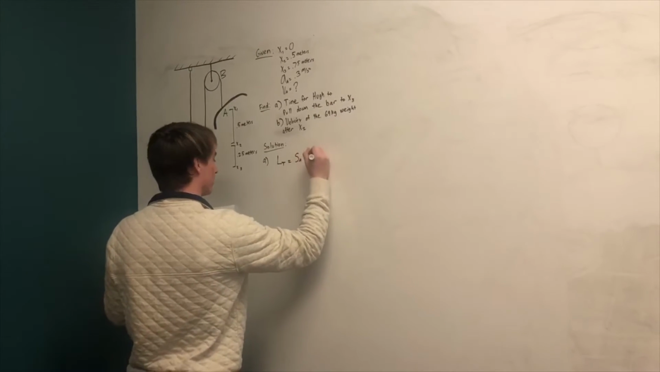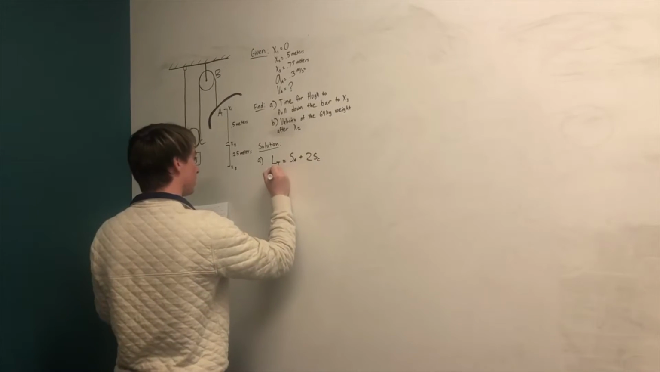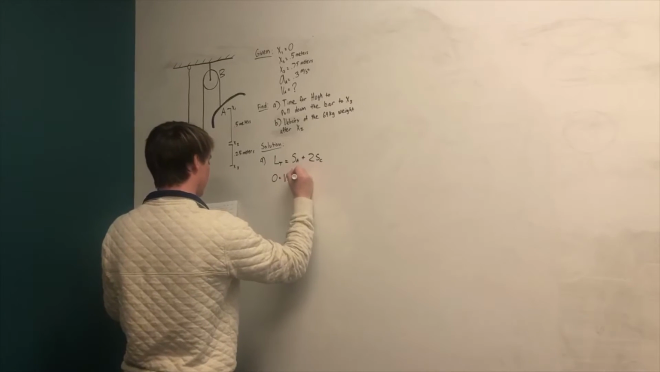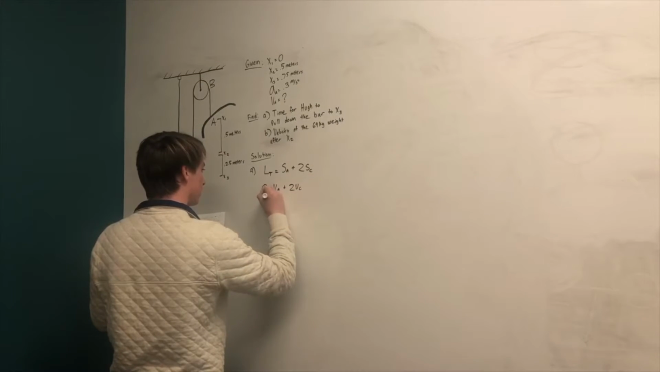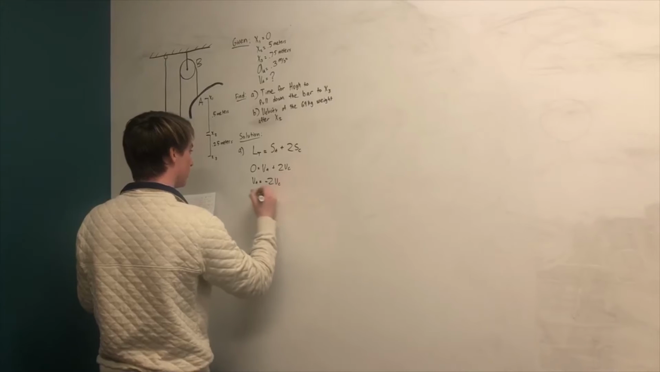First, I'm writing out the total length equation. Using this, we'll take the time derivative to find the velocity equation and the acceleration equation, and find the relation between the velocity at A and the velocity at C.